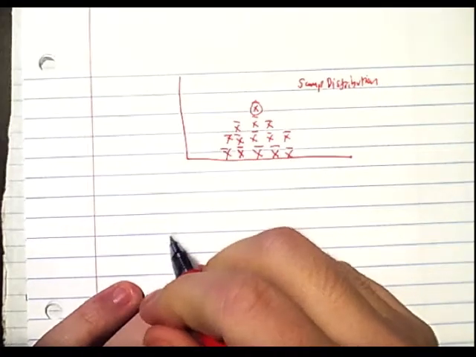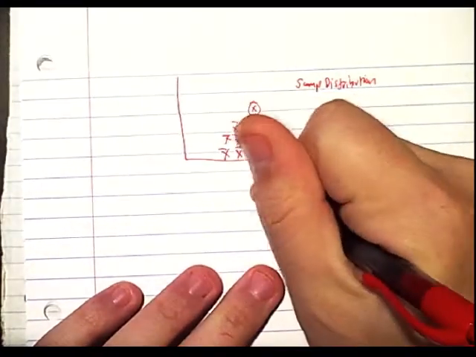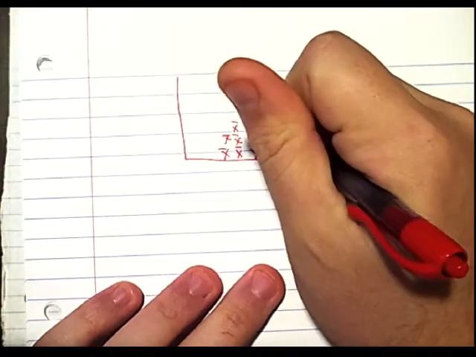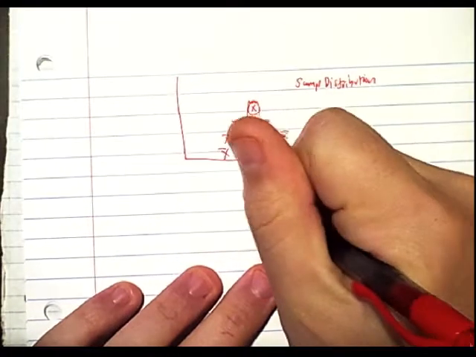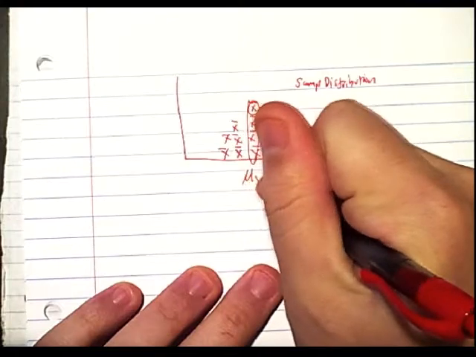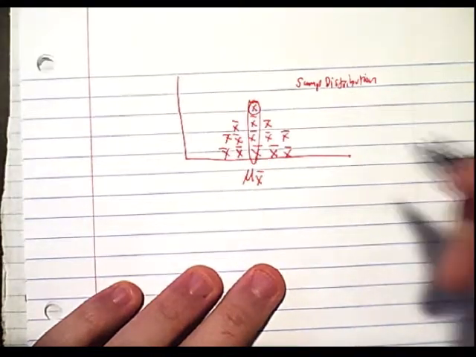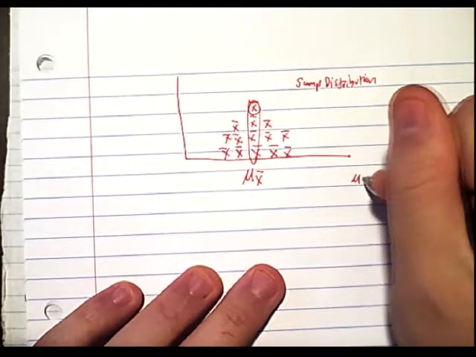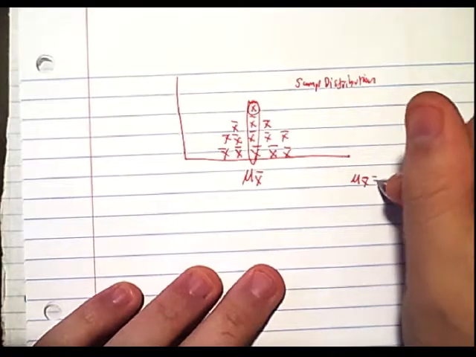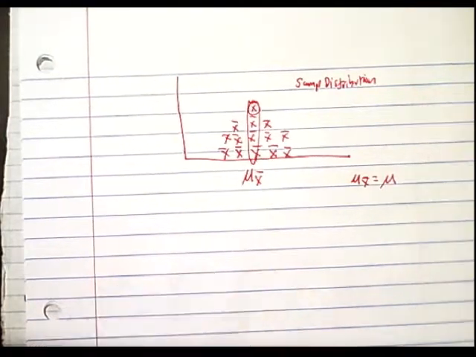And we showed you before that the center of this distribution, that would be called mu of X bar, is going to be exactly equal to the population mean. It's exactly the same thing.